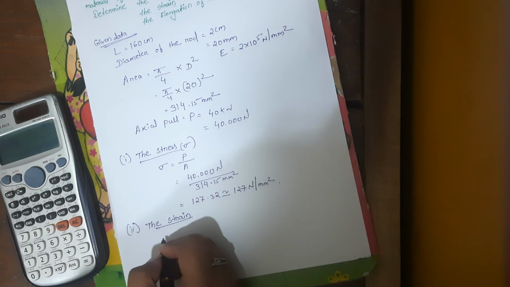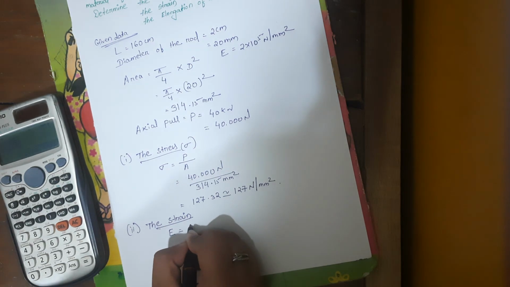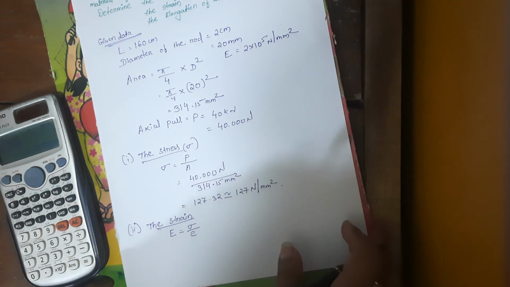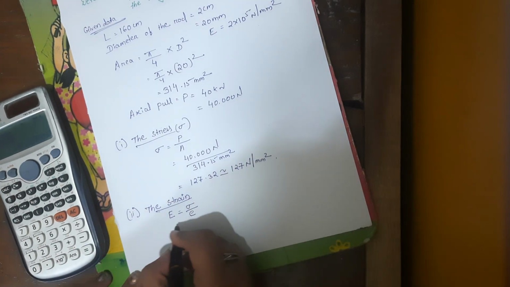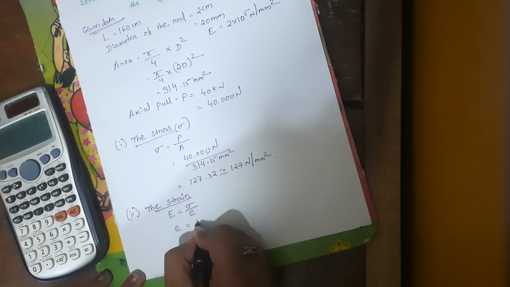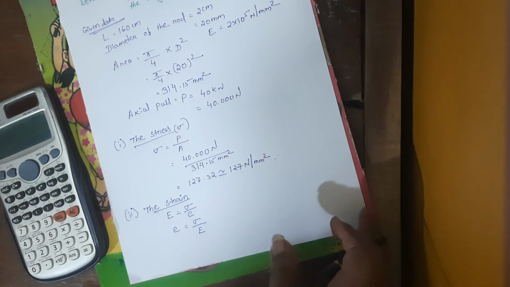How could you calculate the strain? Capital E means Young's modulus, or modulus of elasticity. E equal to sigma by small e, right? Then sigma by small e, I can also calculate. Then small e equal to sigma by capital E, right?